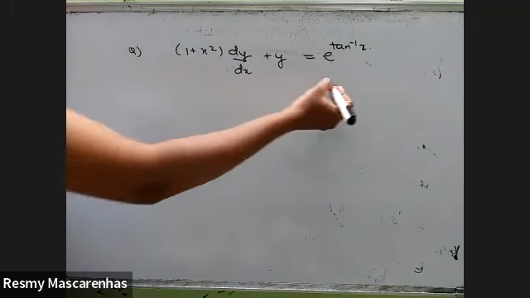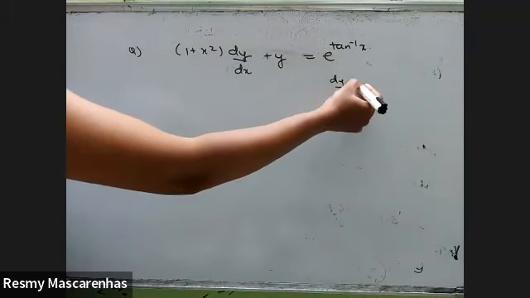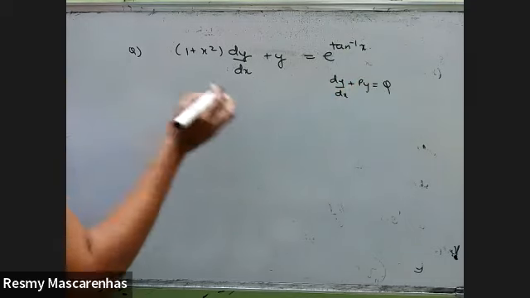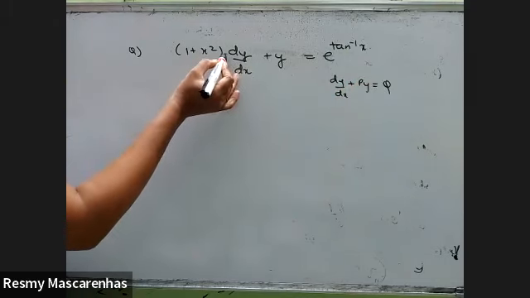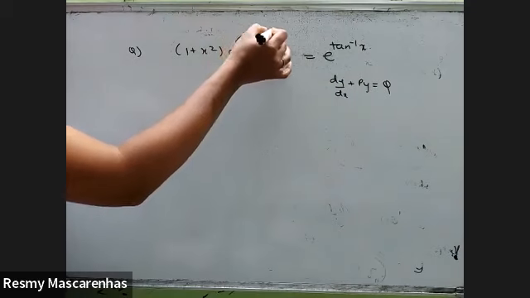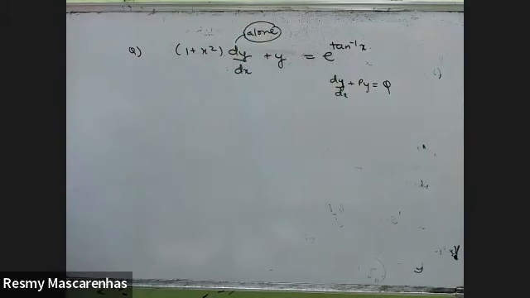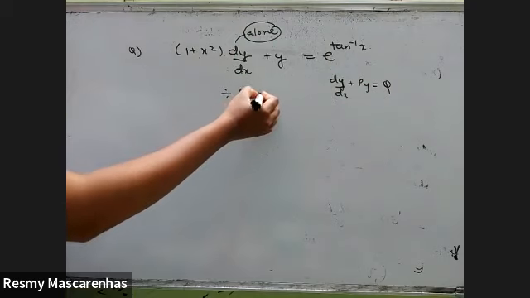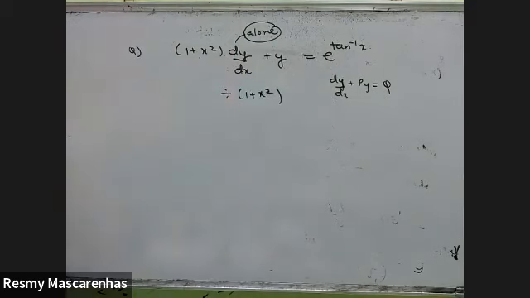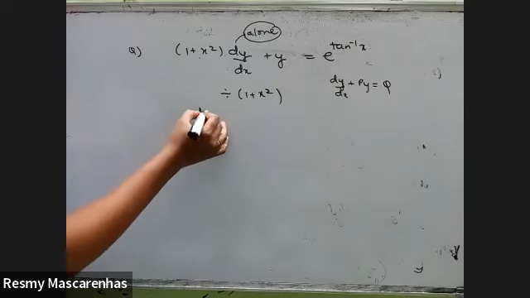Now you know that it should be in the form of dy by dx plus Py equals Q. So dy by dx should be alone. No coefficient should be there. So what I'll have to do is divide throughout by 1 plus x square. So if I divide everything, you will get an equation like this.